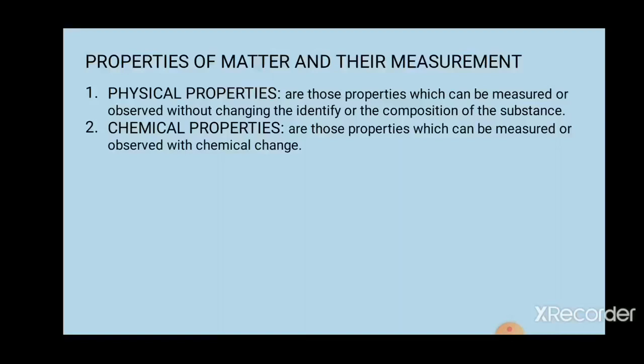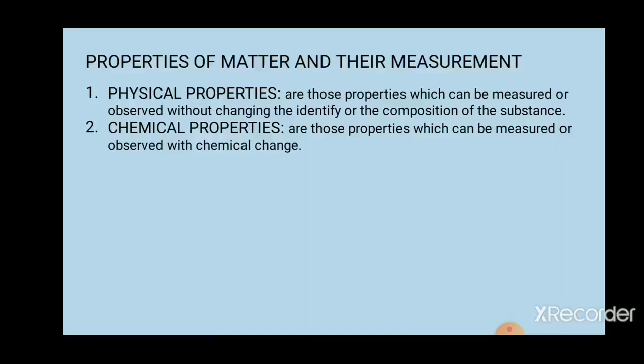What is the texture of sulfur, or what is the texture of rubber? All these properties, or what is the melting point of rubber, or what is the melting point of sulfur, all these are measured. So physical properties are those properties which can be measured or observed without changing the identity or composition of the substance.